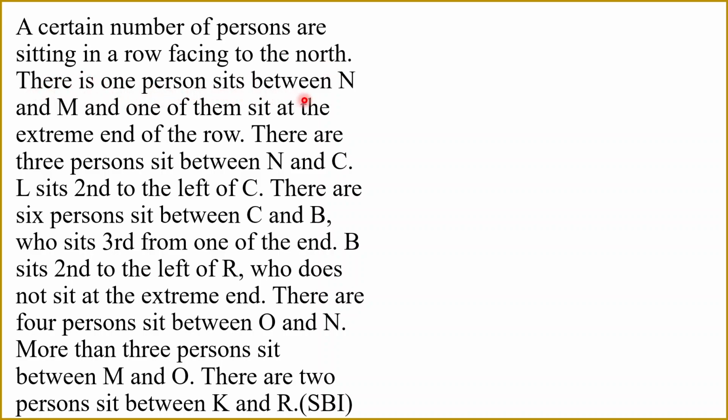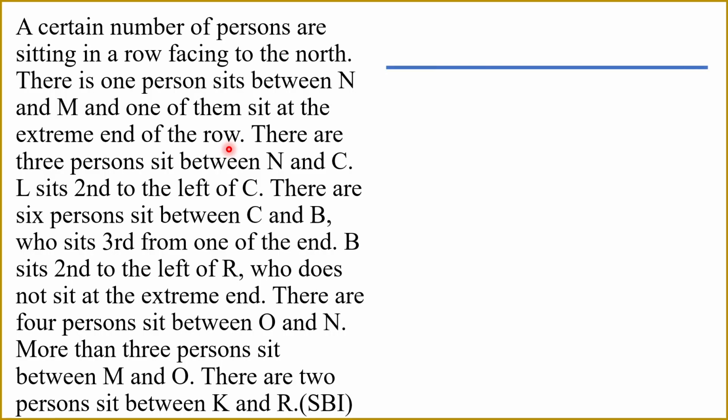There is one person sits between N and M, and one of them sit at the extreme end of the row. So either M or N sit at the extreme end of the row, and that N can be either left end or right end. So let's consider the cases.